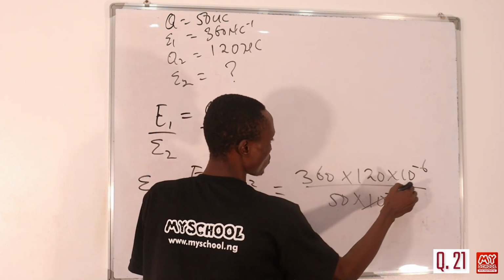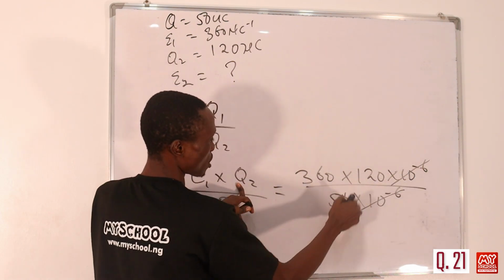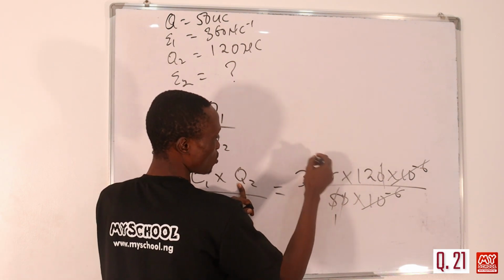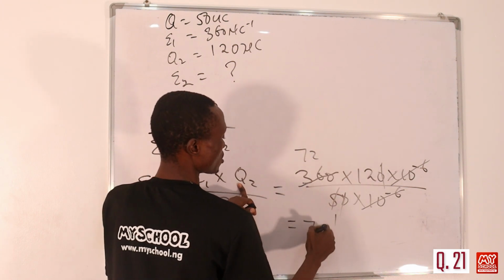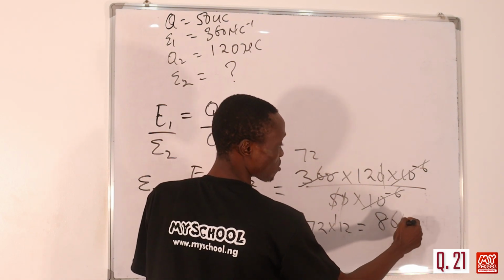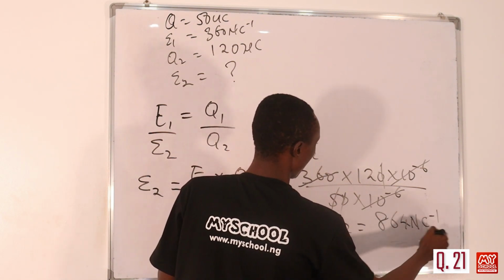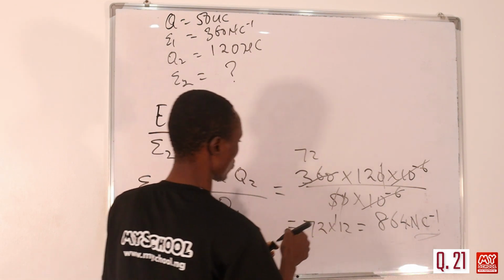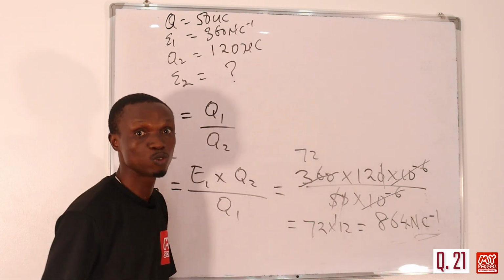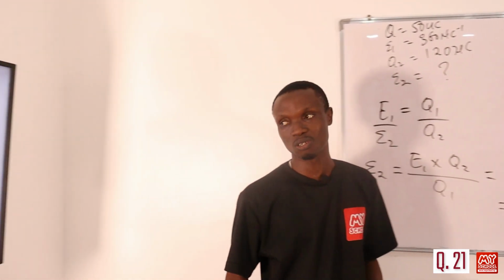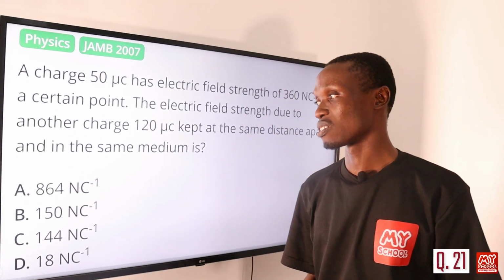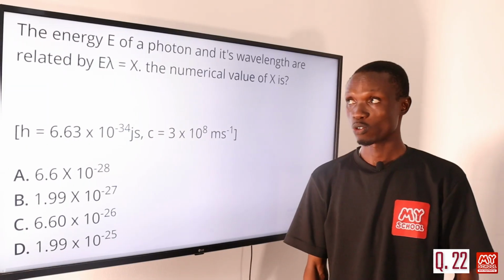The 10 raised to power minus 6 will cancel out. So we take out 0 from the 120. 5 here is going to give us 1, and 5 here is going to give us 72. So we'll be having 72 times 12, and that will be equal to 864 Newton per coulomb. So the electric field strength due to the charge Q2 is equal to 864 Newton per coulomb. Let's return back to the screen to pick the correct answer to this question, and that is option A, 864 Newton per coulomb.